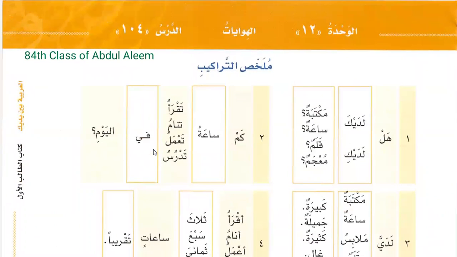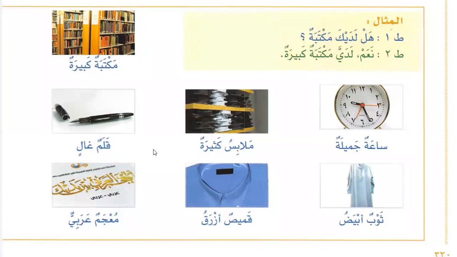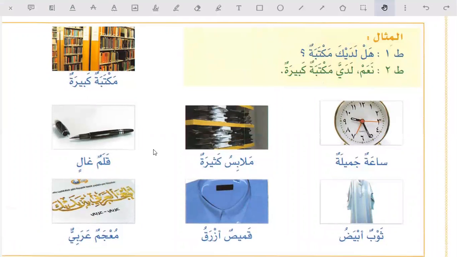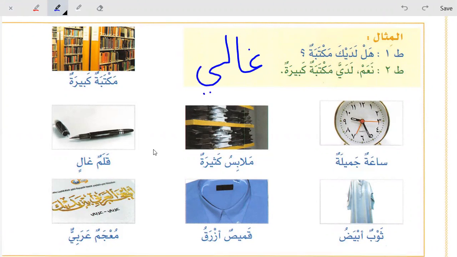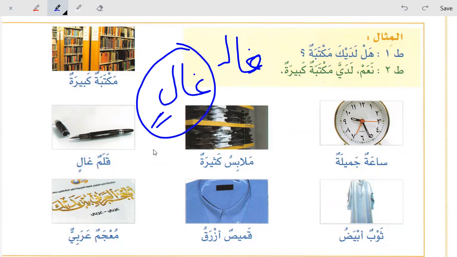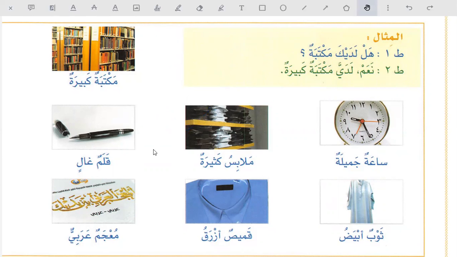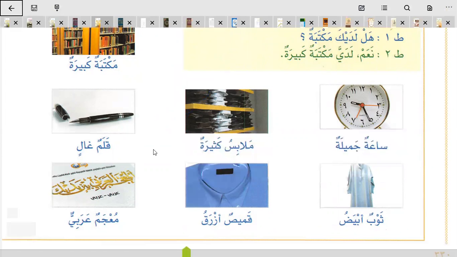Sir, I have a question. Why is it not ghalun? It is ghalin. Its original word is ghaliyun. When we have alif lam, then we write ya at the end. But when we don't have alif lam in the beginning, we remove the ya from the end. The remaining word is ghalin, so there is kasra there. We will study this in detail in the grammar book, inshallah. It is a complete category of words.